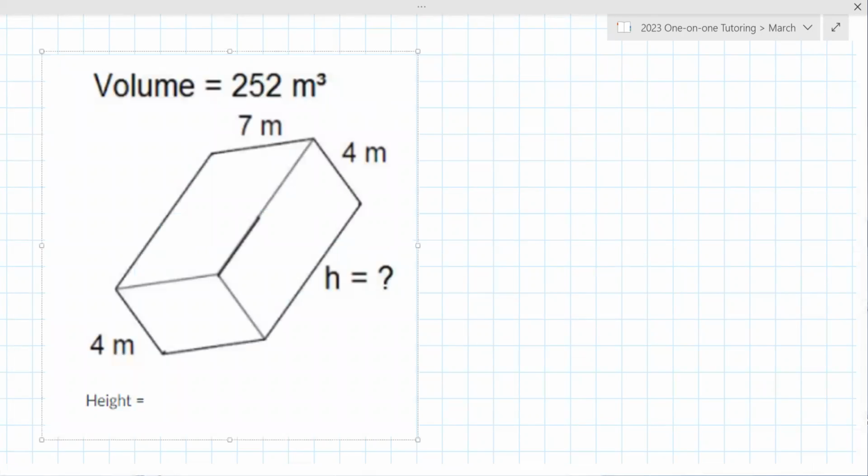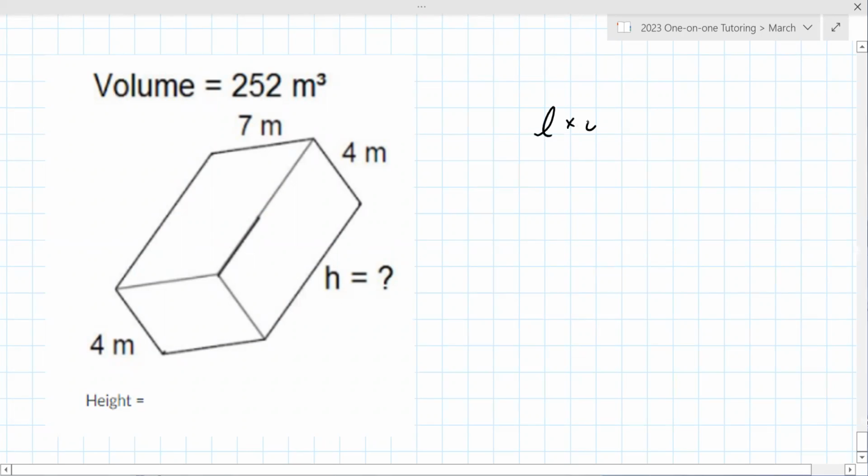All right. We got a problem here with some sort of a box. Okay. They're saying what is the height? It's kind of drawn awkwardly. You really want the length times the width times the height here for the volume as your starting point. There, you're solving for h.